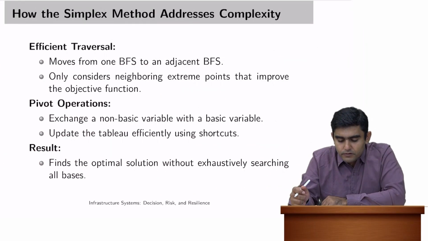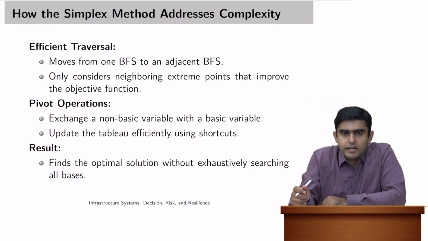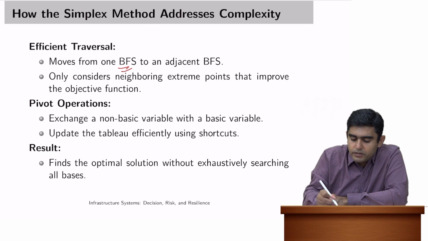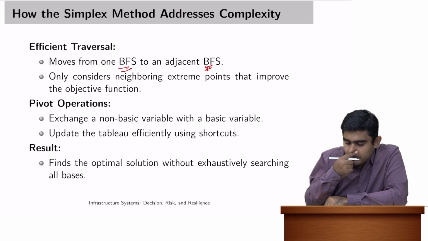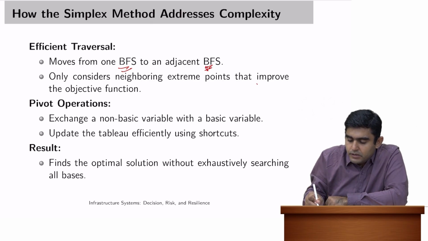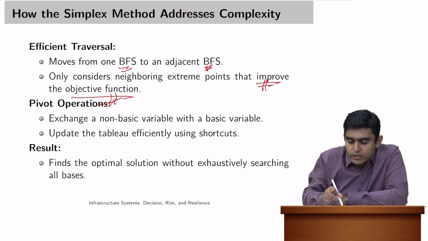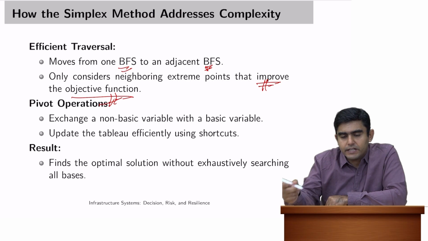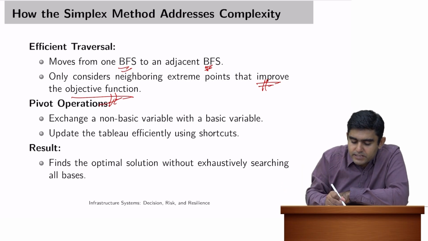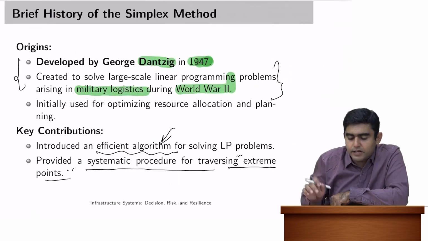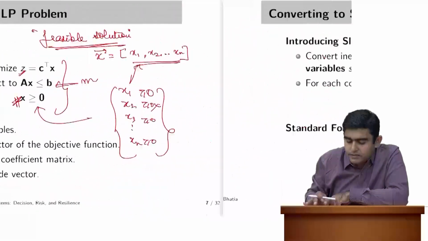So to address this combinatorial complexity, what the simplex method does is that it moves from one basic solution to an adjacent basic feasible solution by ensuring that the objective function only improves as we go from one extreme point to another extreme point. This is done by exchanging one non-basic variable with another non-basic variable.